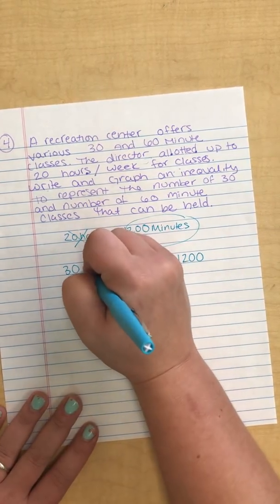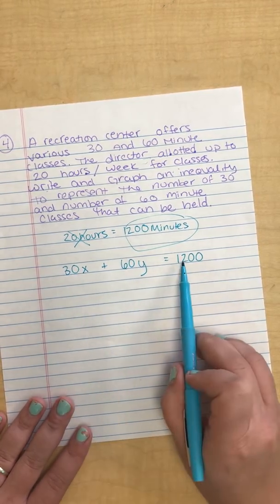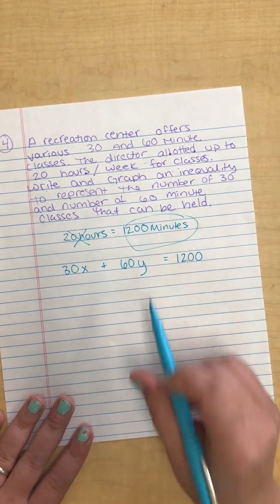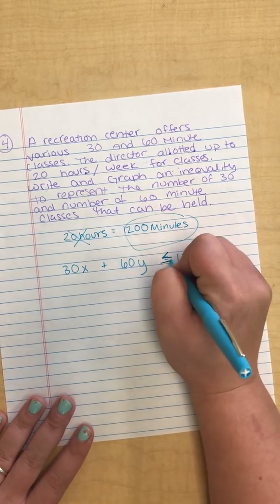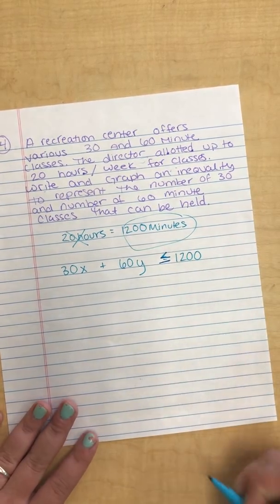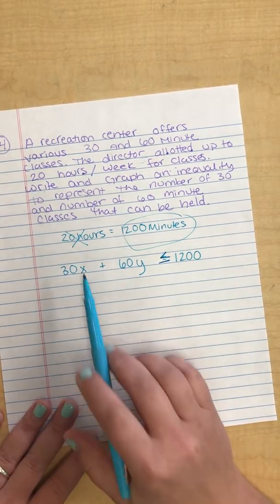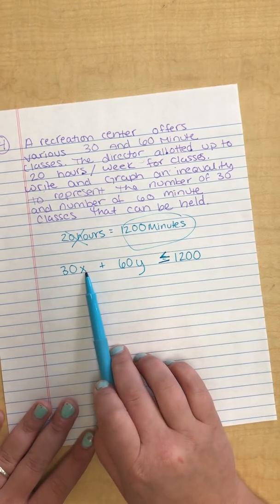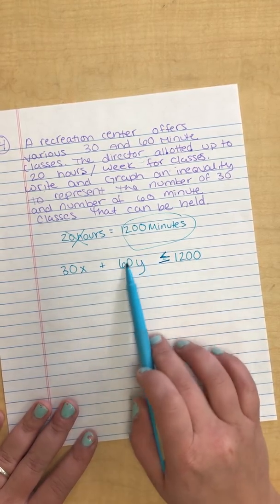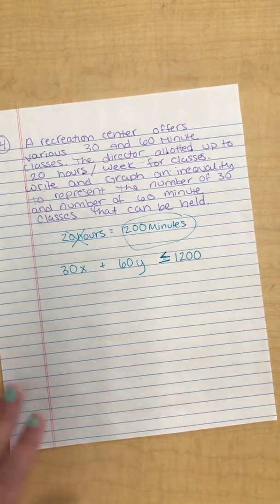So I could say 30x plus 60y equals that, but it doesn't always equal exactly 1200. It just has to be less than or equal to the 1200, because they only have the 1200 allotted. So this cannot be greater than 1200 minutes. So basically what this is saying is we're going to take 30 minutes times the number of 30-minute classes, plus 60 minutes times the number of 60-minute classes, has to be less than or equal to 1200 minutes.